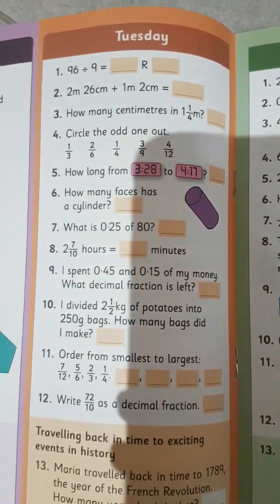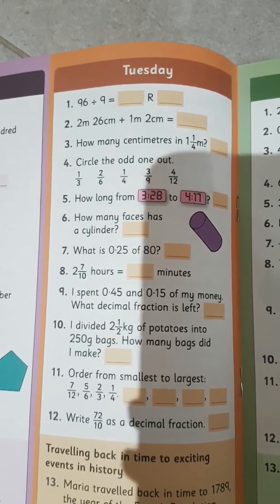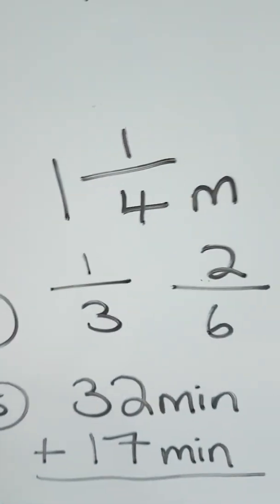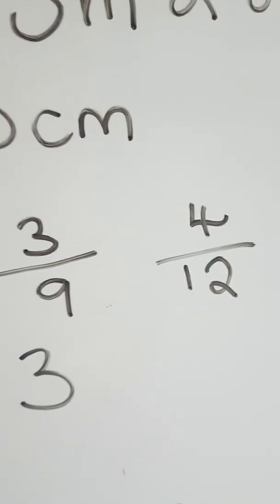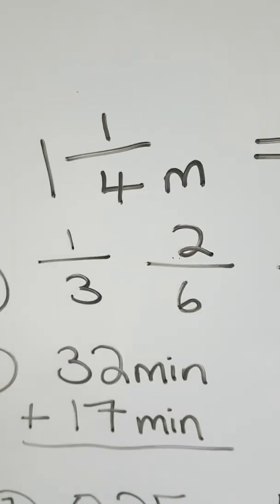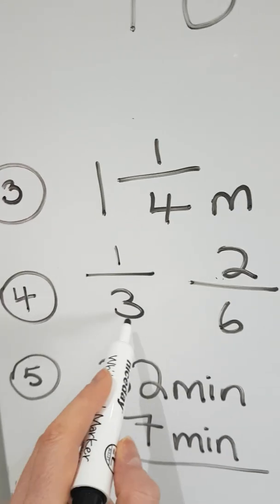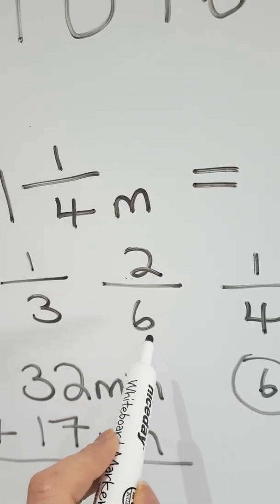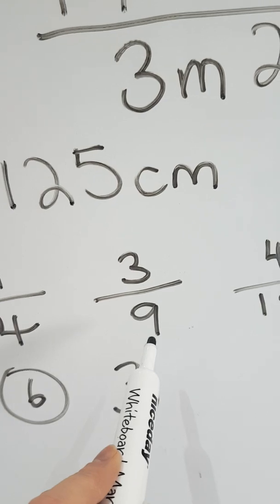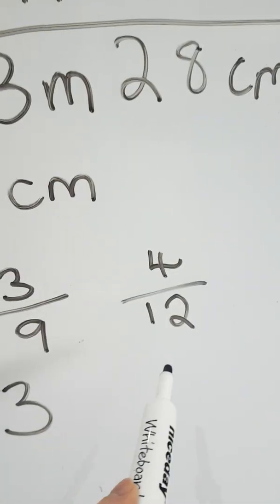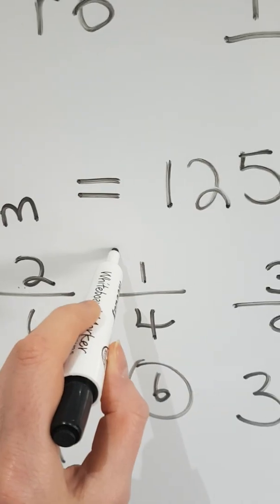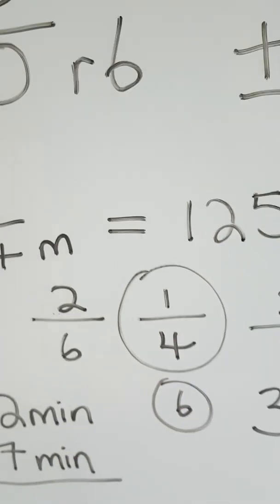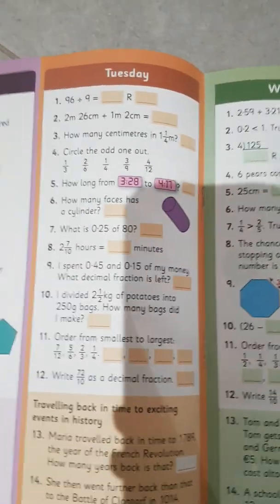Okay, so question 4, circle the odd one out. I've written them all here: 1/3, 2/6, 1/4, 3/9, and 4/12. So which is the odd one out? You might notice 1/3 is actually the same as 2/6, and 3/9 is the same, 4/12 is the same. They are all equal to 1/3 if they were simplified. So it's the quarter that would be the odd one out there.